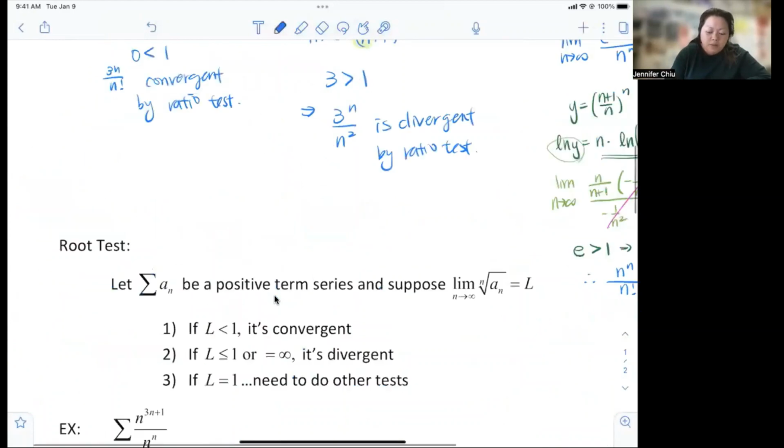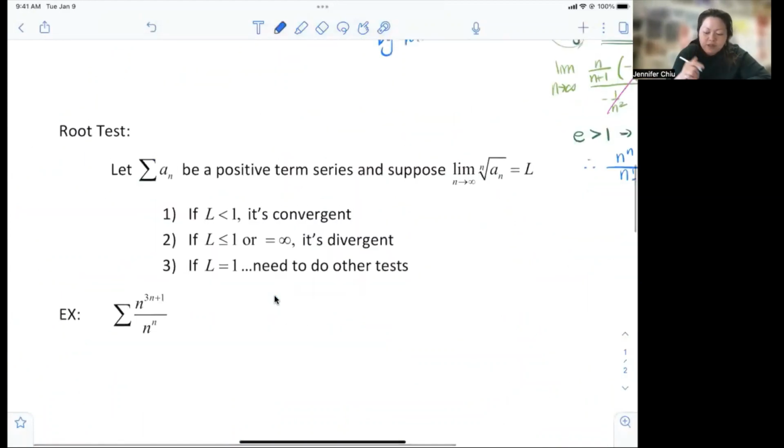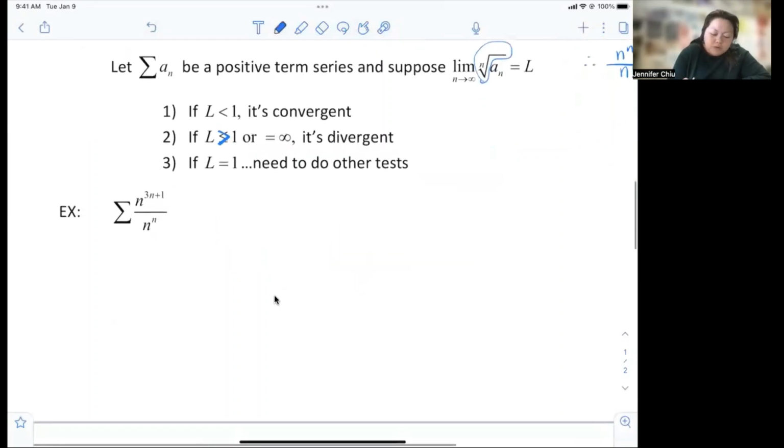Okay. All right. What does the root test say? All right. So it's very much the same thing, that you're basically taking the nth root of your series here and then see if you get a limit of it, right? Take the limit. Take the nth root, take a limit as n approaches infinity, see if you get a limit out of it. If it's less than 1, it's convergent, and again, forgive the typo. If it's greater than 1 or equal to infinity, it is divergent. If it is equal to 1, you need to do other testing.